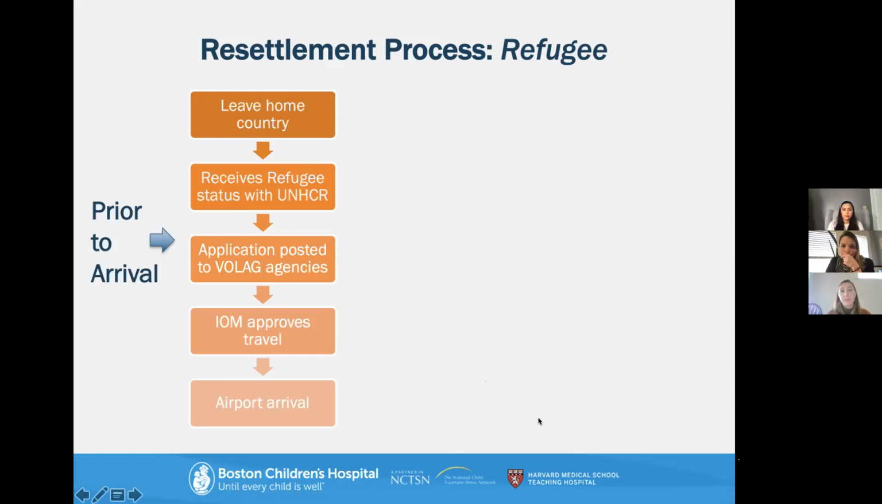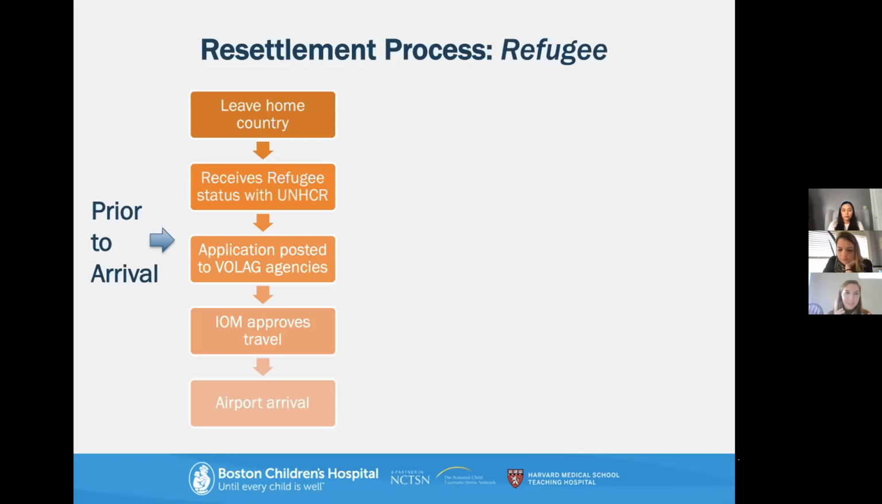And if a refugee is identified and slated to come to the US, in the US we have what are called VOLAG agencies, or voluntary agencies. I think there are about 9 in the US. These agencies are responsible for the resettlement of refugees. They pick them up at the airport, they find housing for them even prior to arrival, and then assist them with the initial process.